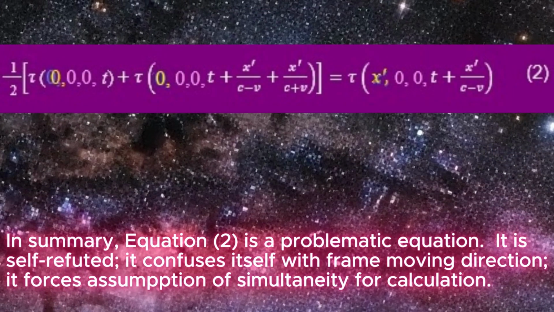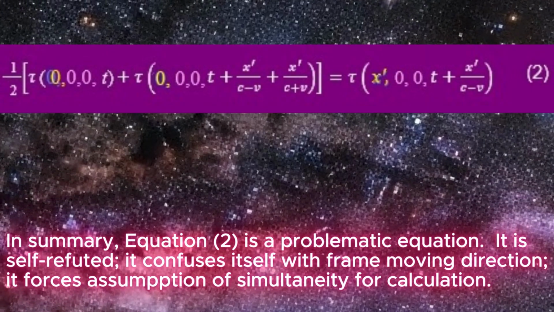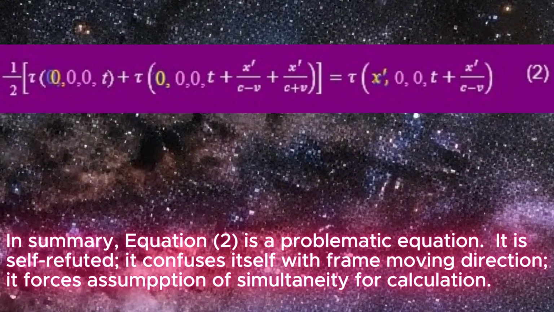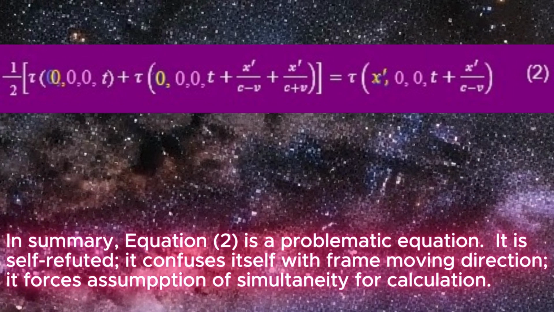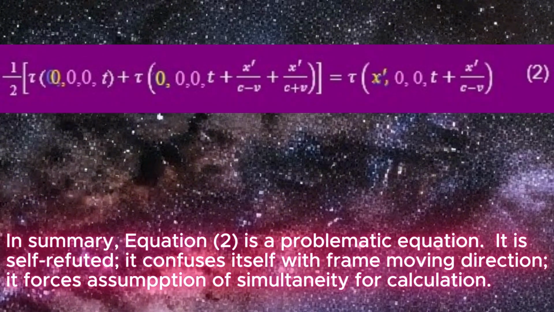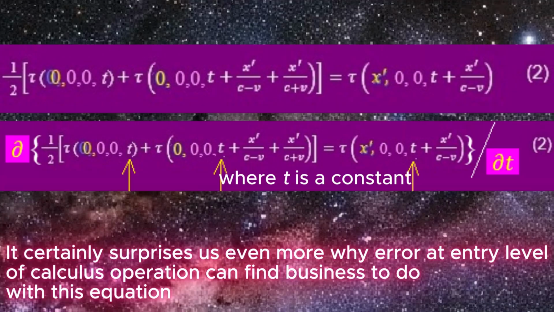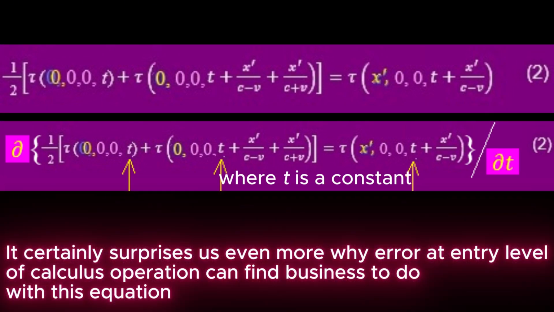In summary, equation 2 is a problematic equation. It is self-refuted. It confuses itself with frame moving direction. It forces assumption of simultaneity for calculation. It certainly surprises us even more why ERA at entry level of calculus operation can find business to do with this equation.